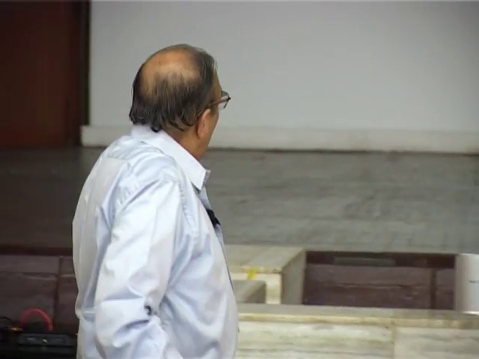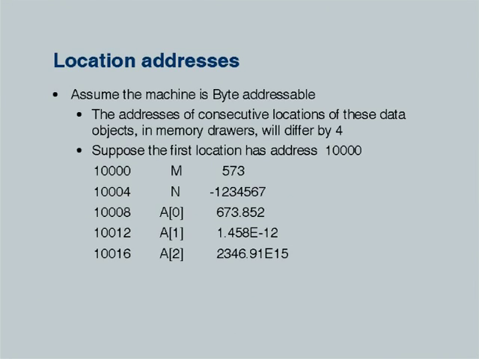So in short, the normal memory allocation is done in the order of appearance, and as I said, in actual practice, the addresses would invariably, for a typical implementation, be like this. If the first location has an address 10,000, then the next location for N will have the address 10,004, because M will be allocated 4 consecutive bytes. N will be allocated 4 consecutive bytes. A0 will be allocated 4 consecutive bytes, and so on.